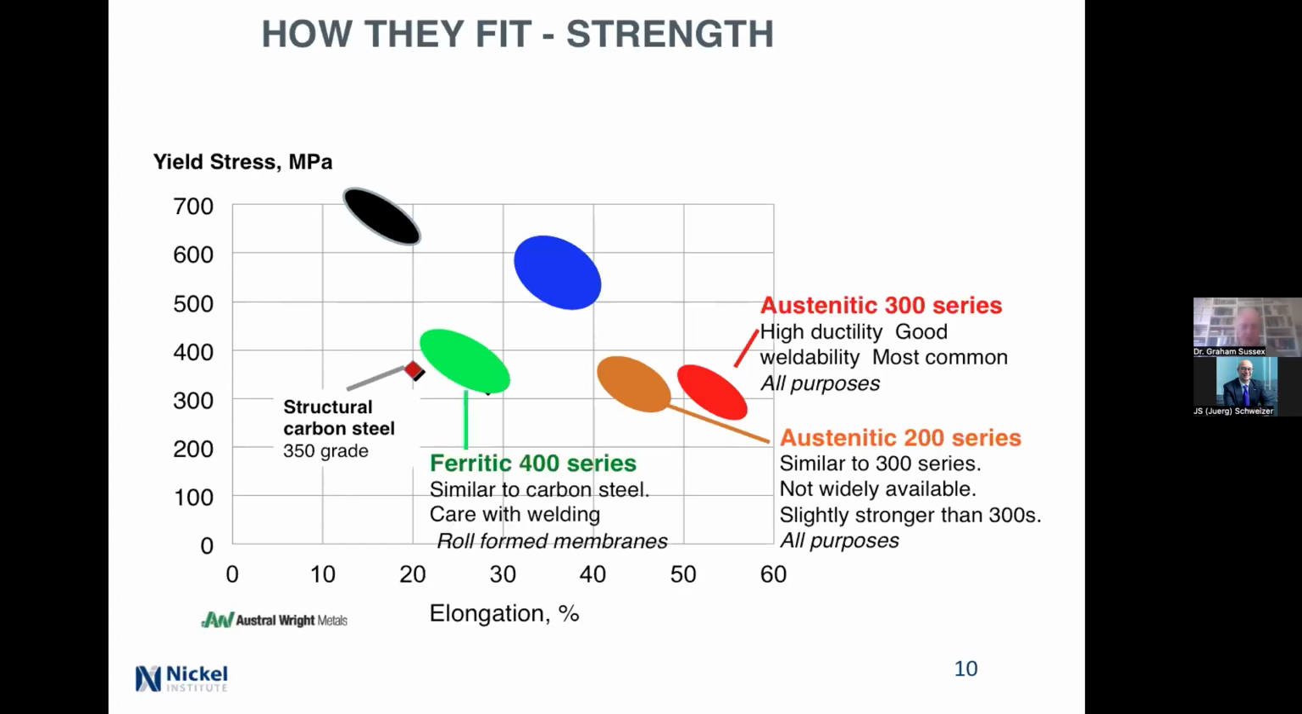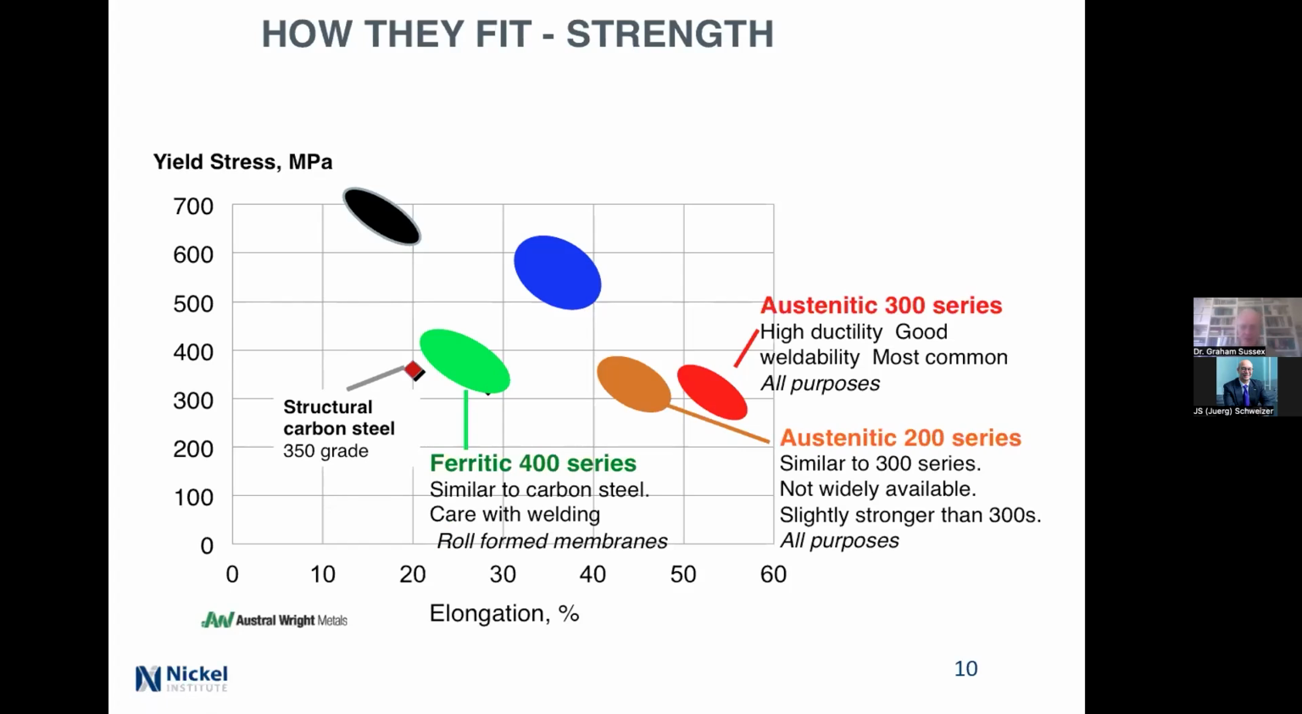The ferritic, the 400 series, is similar to carbon steel. The forming is similar to carbon steel or galvanized steel. You need to be very careful with welding. I've mentioned that before. And they're used for roll-formed membranes, roofs, and things like that. And note where structural carbon steel sits, just about the same area.